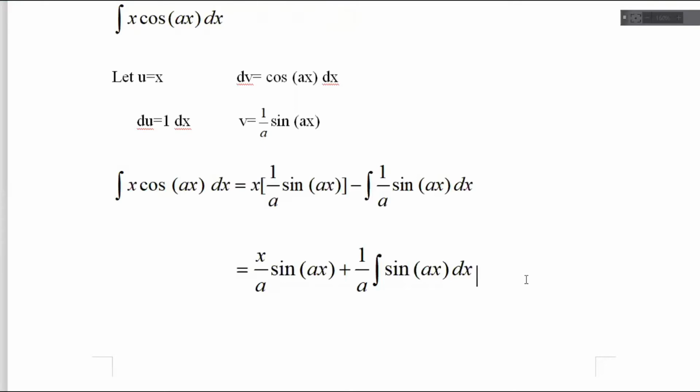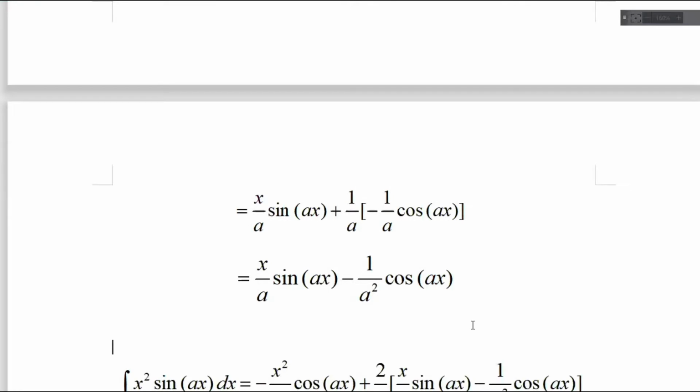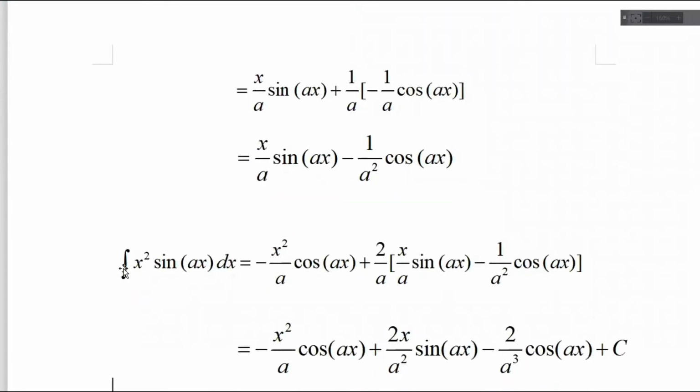Next, we must integrate sin ax dx. We get negative 1 over a cos ax. So from this, we simplify it to x over a sin ax plus 1 over a squared cos ax. So the final answer for integrate x squared sin ax dx equal to negative x squared over a cos ax plus 2 over a multiplied by x over a sin ax plus 1 over a squared cos ax.